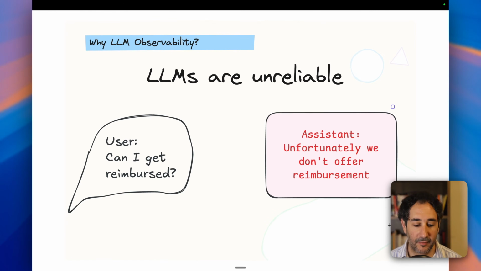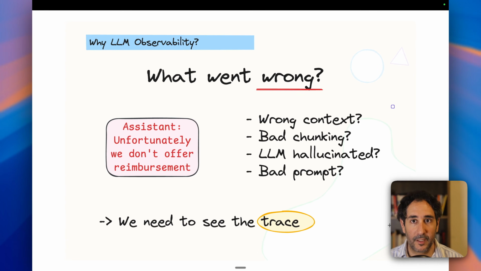Let's say you're building a customer support chatbot. You might have asked, can I get reimbursed? And the assistant would say, unfortunately, we don't offer reimbursement. And that would be wrong. In that case, what should you do? The first thing to do is to try to understand what went wrong. Was it the context from the documentation that was wrong for this agent? Was it the way we chunked the data, basically that the chunk didn't have all the information? Is it that the LLM hallucinated, and we need to fix the prompt?